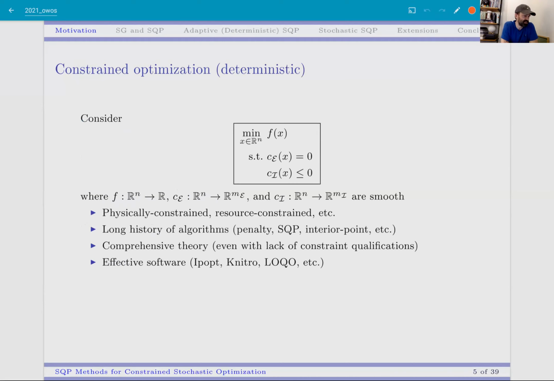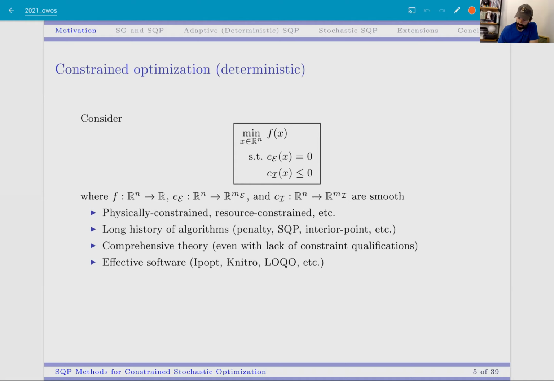I don't really need to say too much about constrained nonlinear optimization. People have been studying this for a few decades now. Problems come from places where you have, say, physical constraints or resource constraints, and whatever objective you're trying to optimize, whether it's minimizing costs or energy or whatever it is. These kinds of problems have been studied for a long time, and there are plenty of different types of algorithms: penalty methods, SQP, interior point, and so on. There is comprehensive theory for these algorithms, even in difficult situations, say when there's a lack of constraint qualifications. I'll talk a little bit more about that later. And of course, there is well-known software that people use all the time. Not to say that there are no interesting challenges in deterministic optimization that remain, but this is the background of the topic we'll talk about today.